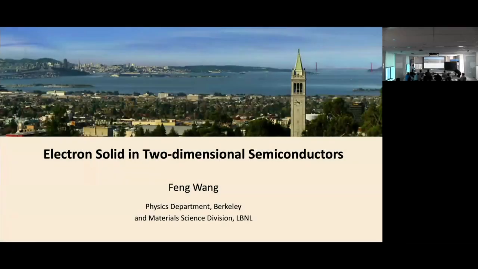Today I'm not talking about optics, but more about scanning tunneling microscopy. Nevertheless, I want to show you a collaborative work with Professor Mike Crommie at Berkeley, trying to explore the solid behavior of electrons using two-dimensional transition metal dichalcogenides.